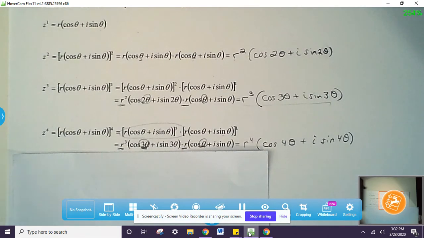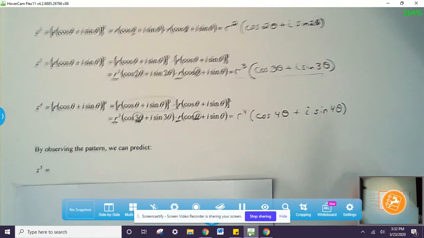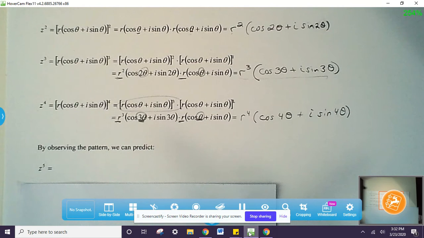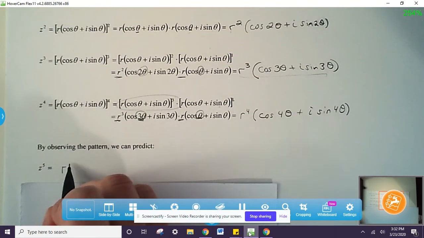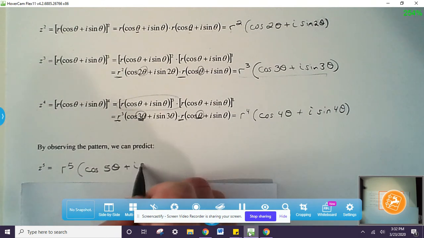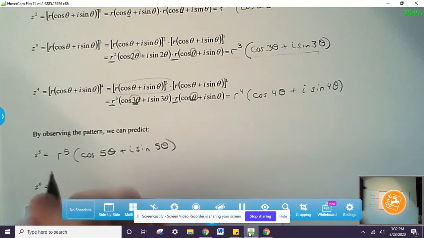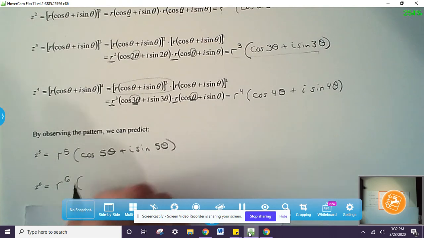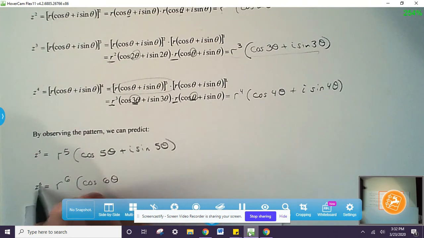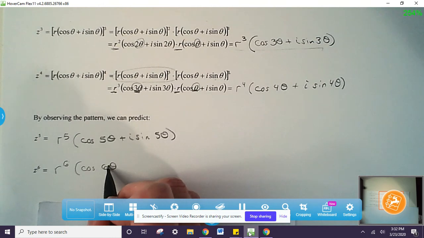So taking a look at this pattern, I think we start to see what's happening here. So we can predict what z to the fifth is. z to the fifth is going to end up being r to the fifth times cosine of 5 theta plus i sine 5 theta. And if we wanted to find z to the sixth, it would be r to the sixth. So you take r, raise it to the indicated power, and then you multiply theta by whatever that power is. So in here, I'm not using the 6 as an exponent. It's a factor. It's being multiplied times the theta.